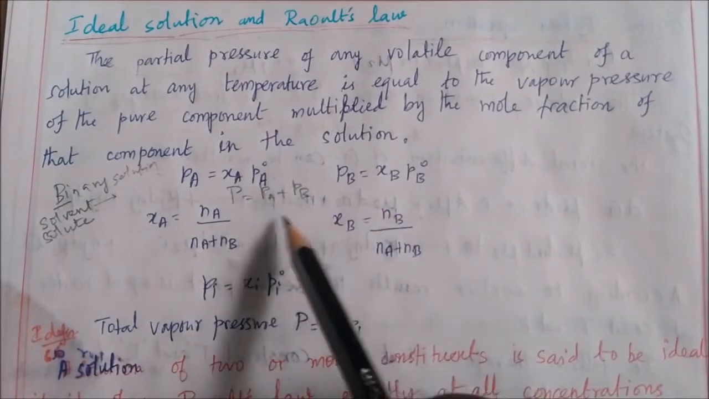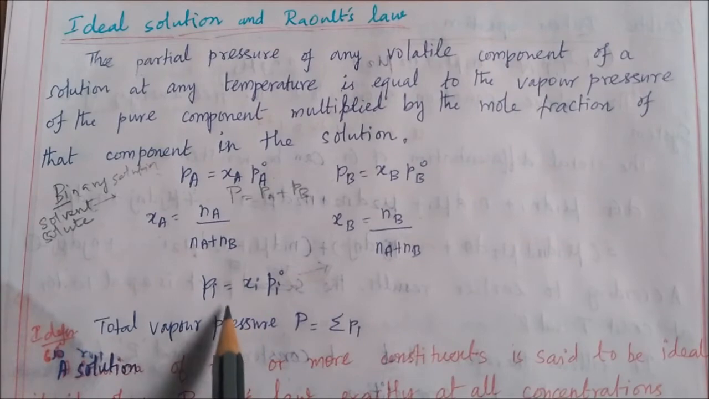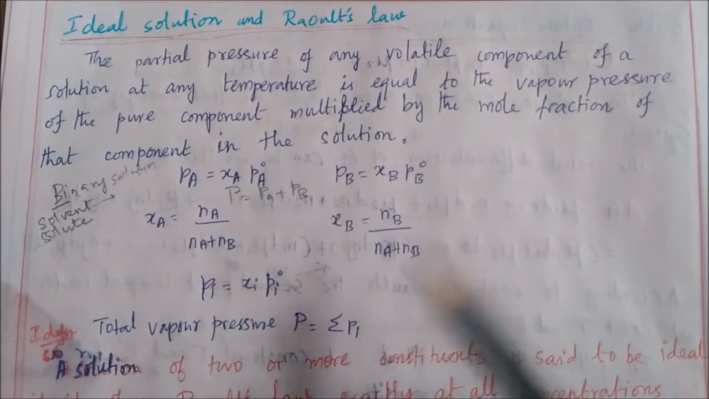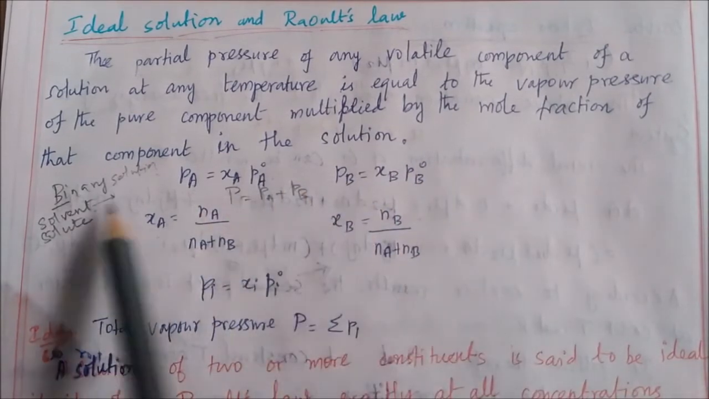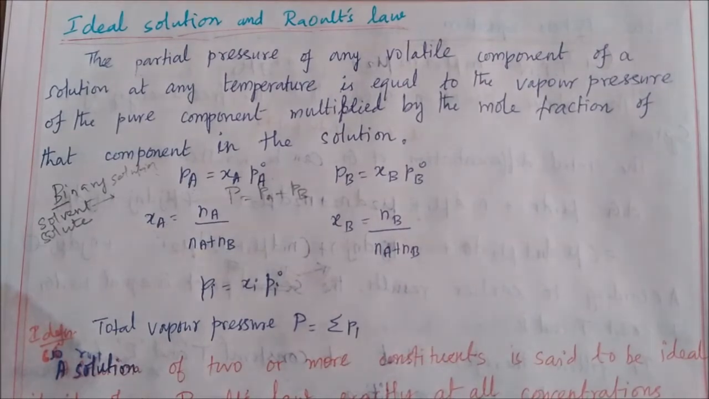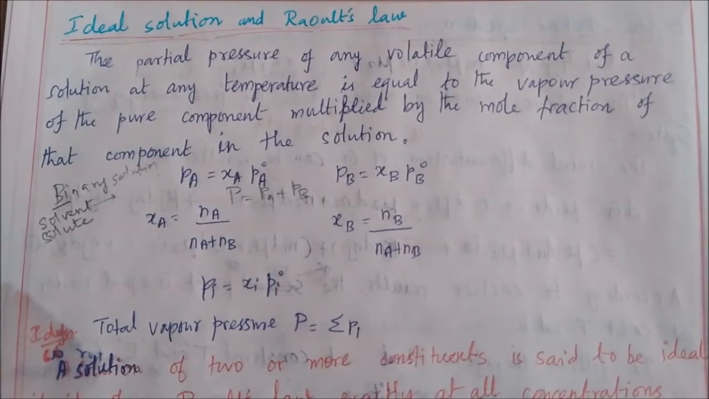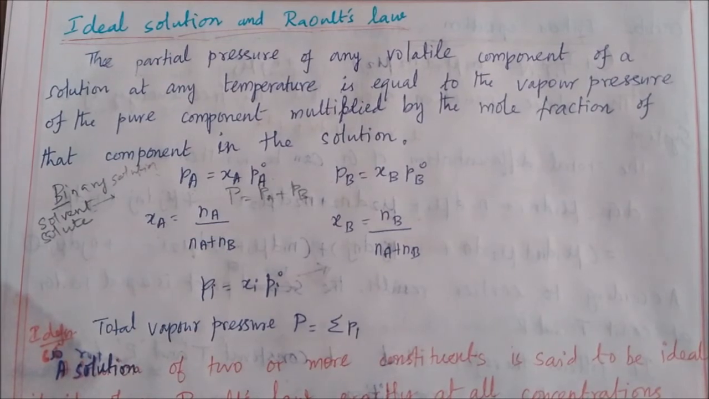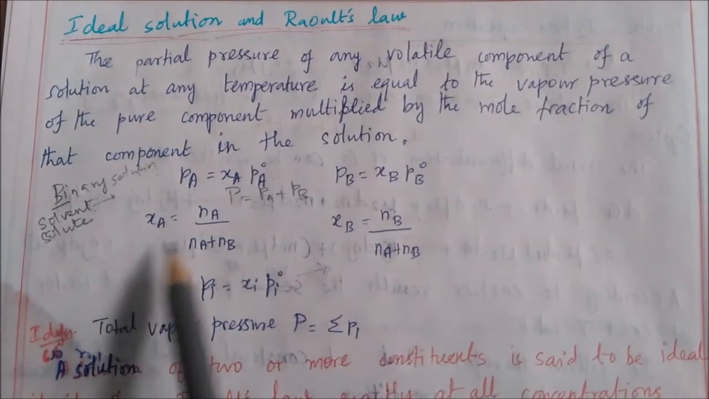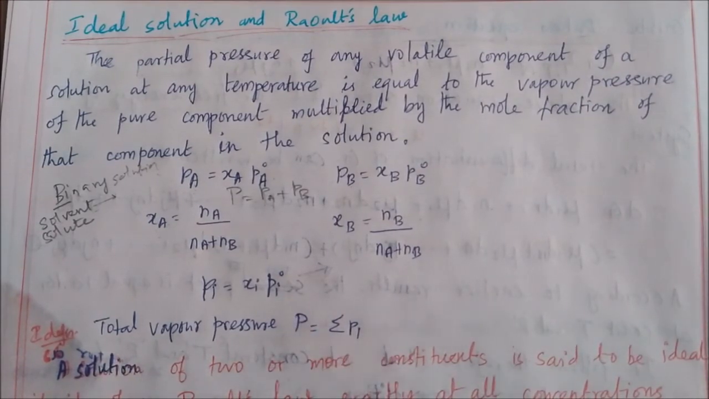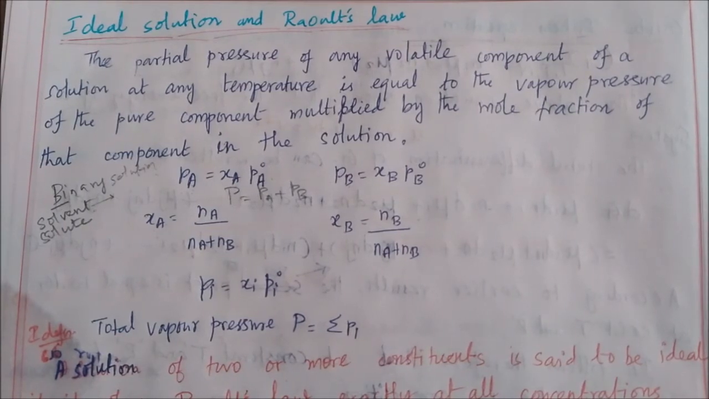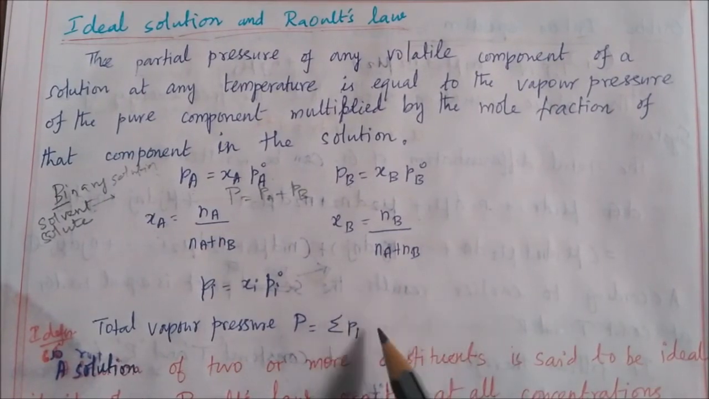And after adding, we get the total vapor pressure. Pi is equal to Xi into Pi0 for any ith chemical, it may be A, B, C, likewise. This is a binary solution, so there are only two chemicals. But if we have more constituents present in a solution, we can have more mole fractions, Xa, Xb and Xc, like that. So the total vapor pressure P is equal to the summation of Pi.